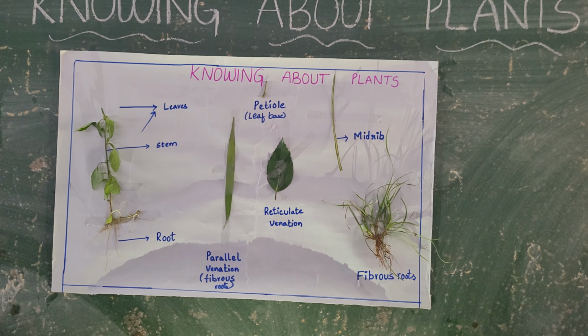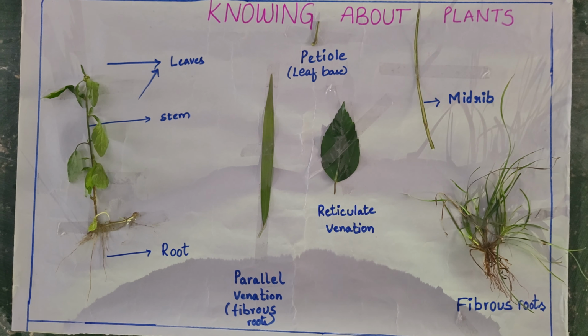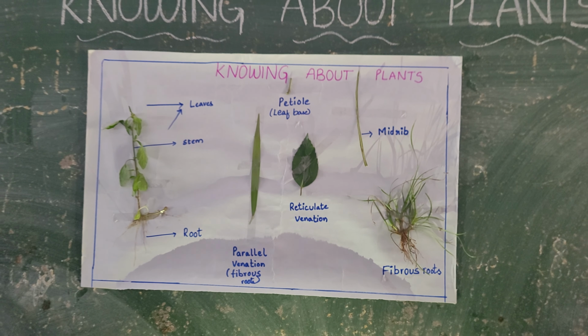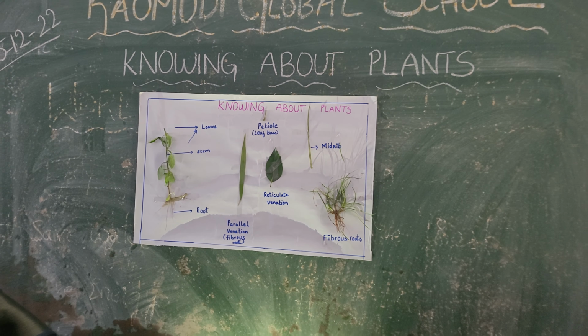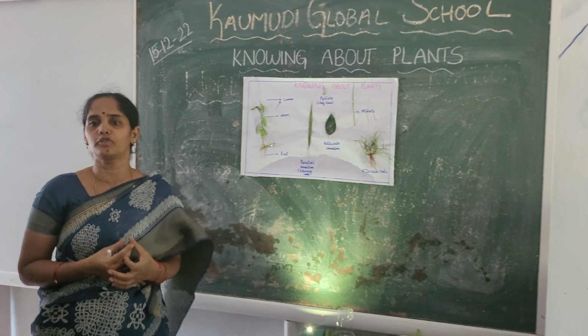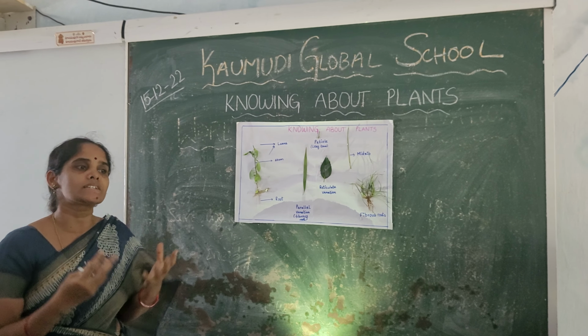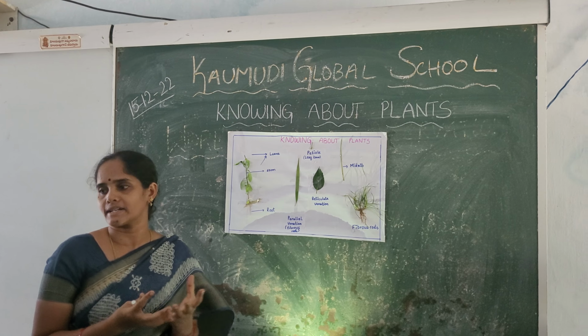But can we survive without food? No. From where do we get the food? From plants. Plants give us food. Then only we can survive. They give us oxygen. They give us food. They maintain some balance in the atmosphere. So it is our duty to learn about plants.